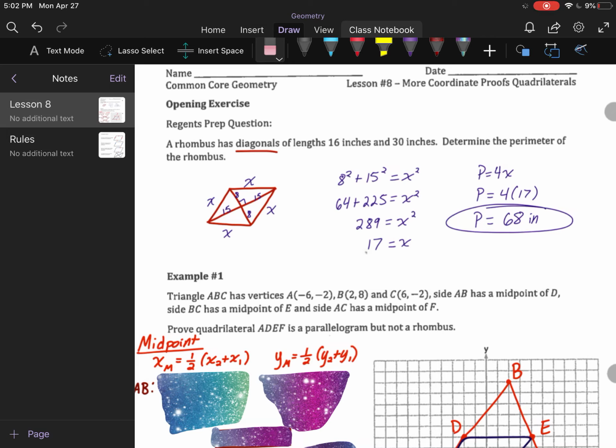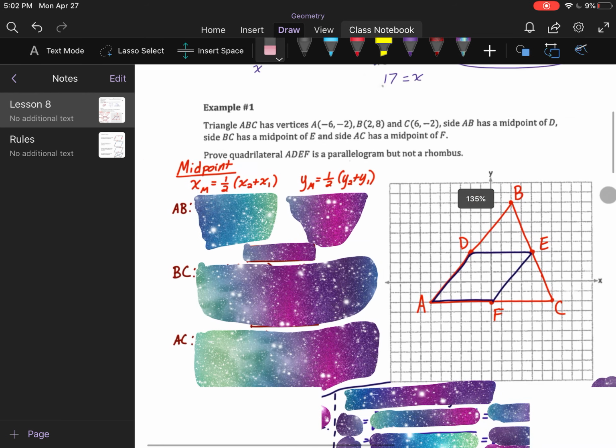So that's about the speed that I'm going to go over these. Okay? I'm going to have all of the work up here, but it's stuff that you guys should be able to do on your own at this point. Okay? So let's start by looking at example 1.